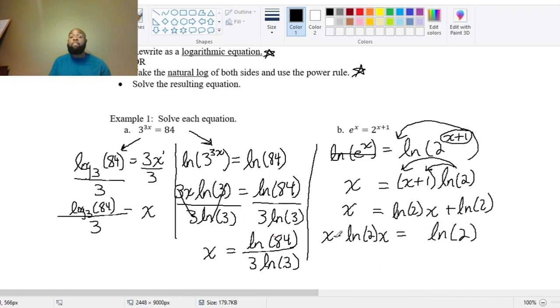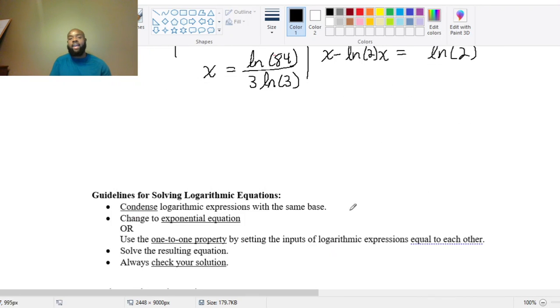And then notice here, both of these terms have an x in them. And so I want to simplify, so I'm going to factor out the x.